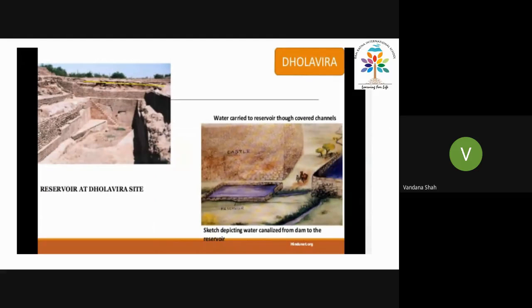In Dholavira, one of the sites of the Harappan or Indus Valley Civilization, can you see the blue color in the second image? In the first image there is a pit. Can you let me know in the chat box what it actually is?